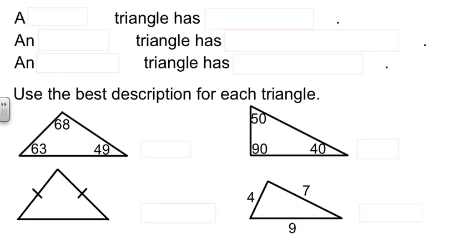Suppose the information given to us isn't about angles, but it's about sides. Well, we need some terms to talk about the side lengths. The first one is a scalene triangle. Scalene triangles have no equal sides. All 3 sides are totally different.